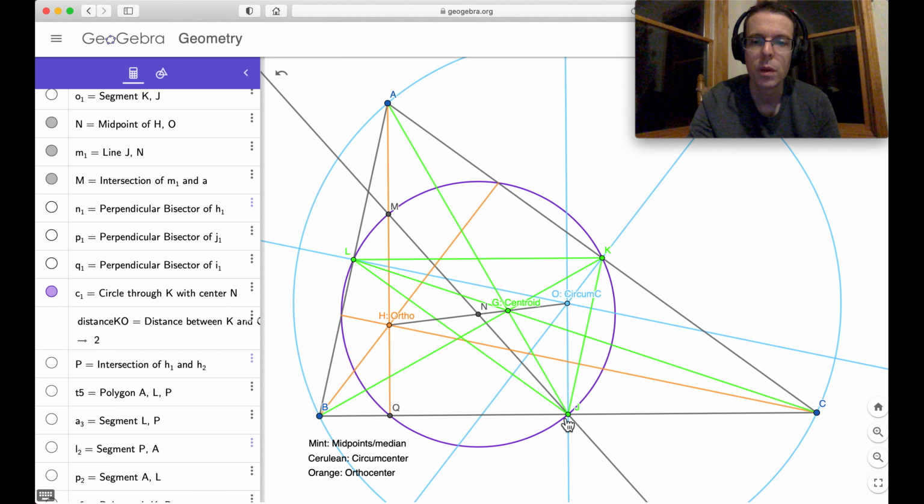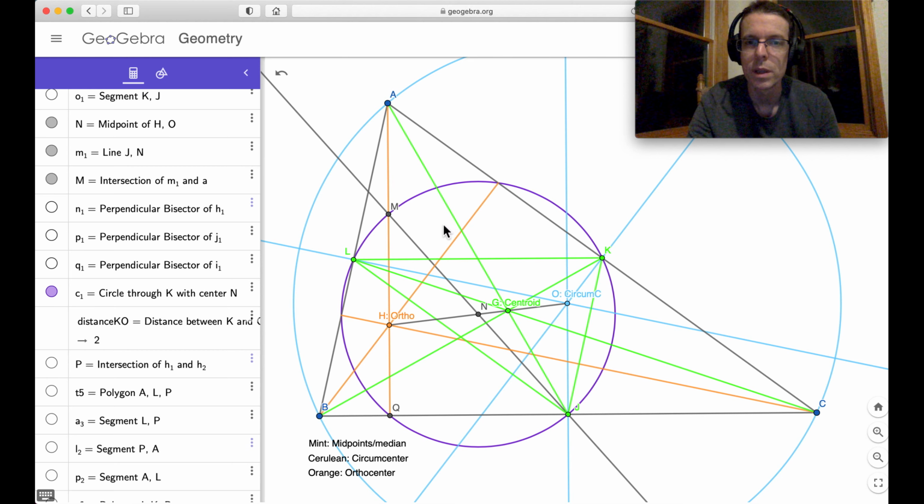In particular, the vertices of the medial triangle, which are also, of course, the midpoints of the original triangle. The vertices of the medial triangle lie on the 9-point circle. The halfway points between the original vertices of ABC and its own orthocenter, those halfway points also lie on the 9-point circle. And the feet of the altitudes of the original triangle ABC, they also lie on the 9-point circle. So those are the 9 points on the 9-point circle.